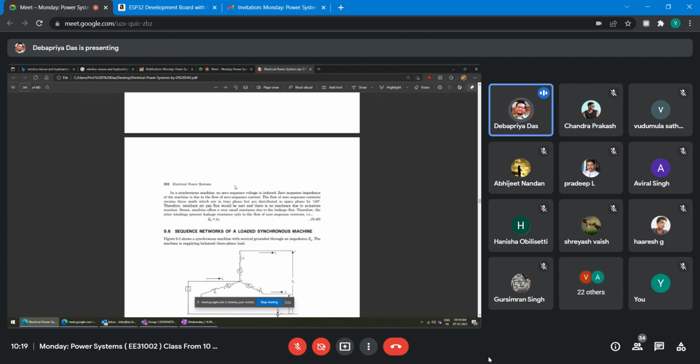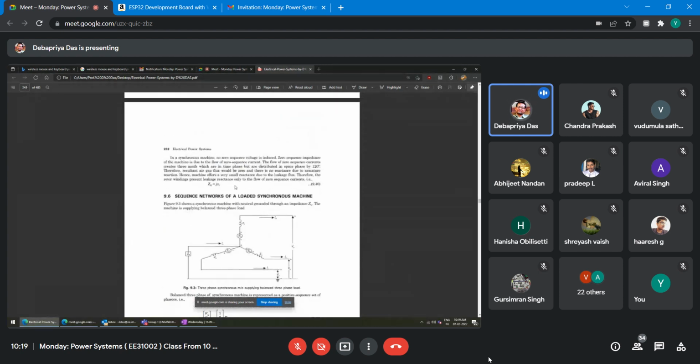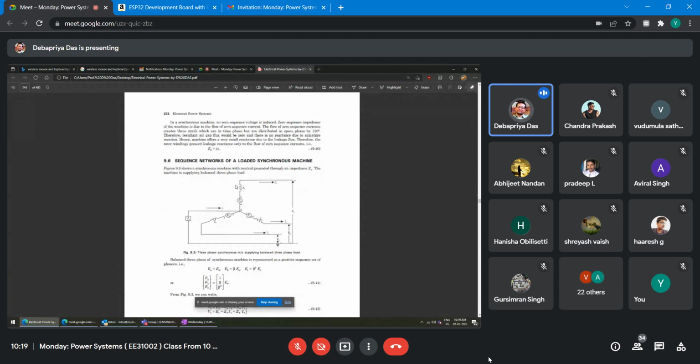So this is for negative sequence. And for leakage reactance, if synchronous zero sequence, right? In a synchronous machine, no zero sequence voltage is induced, right? Whatever synchronous machine voltage is there, that is basically positive sequence voltage. No zero sequence, no negative sequence voltage for synchronous machine. Similarly for zero sequence, the zero sequence impedance of the machine is due to flow of zero sequence current, right?